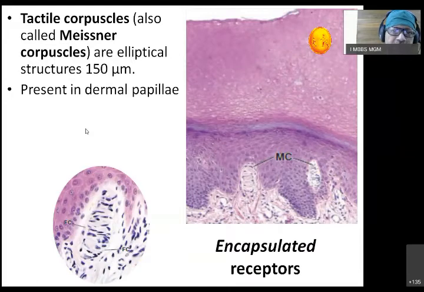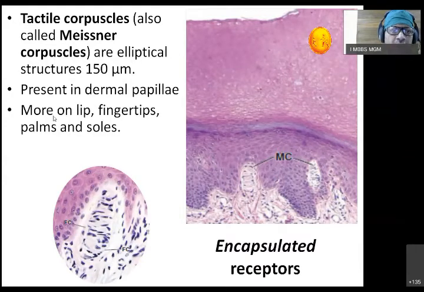So what are the functions present in dermal papillae? More of these Meissner's receptors are there in the lip, fingertips, palm, and soles. Why? Because they have to carry a sensation of movement. They should be very sensitive. That's why these are the regions: the surface of the lip, fingertips, palms, and the soles.